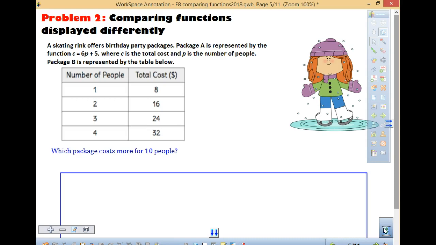Top of the next page. We are now, as you are looking at this, comparing functions that are displayed differently. So, Alex, would you please read for us? Guys, quit talking. Alex, go ahead.